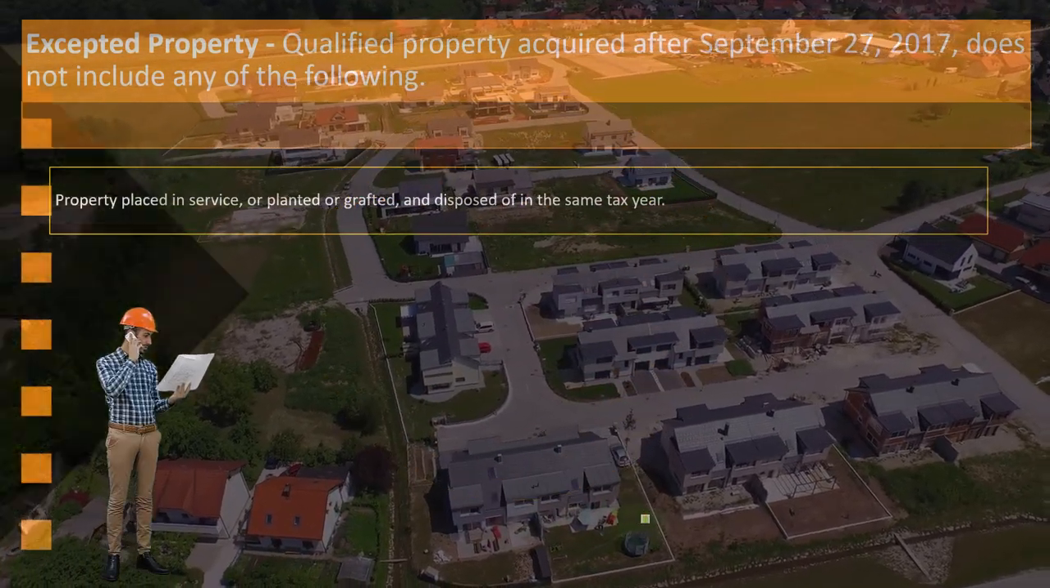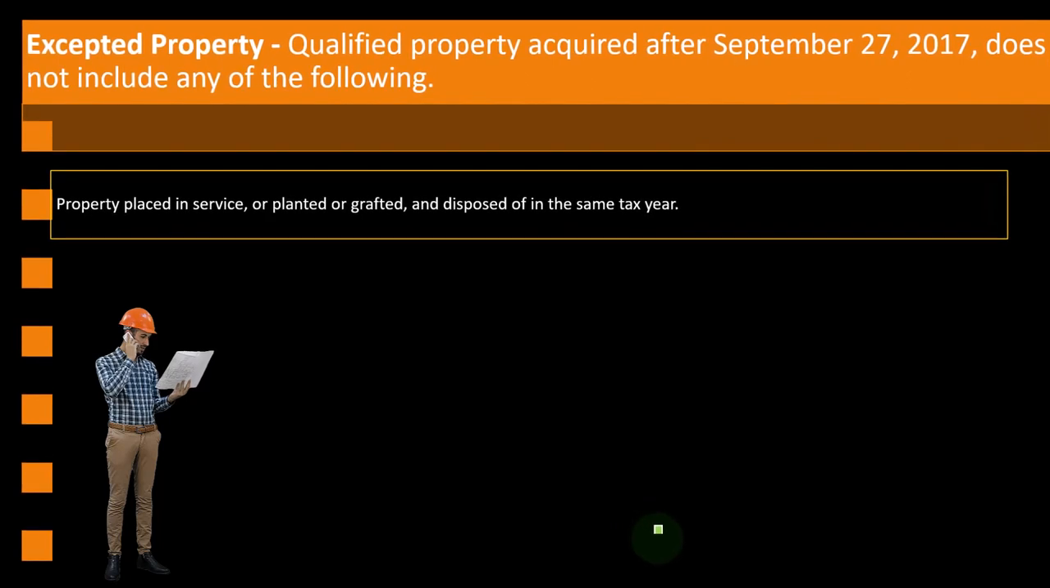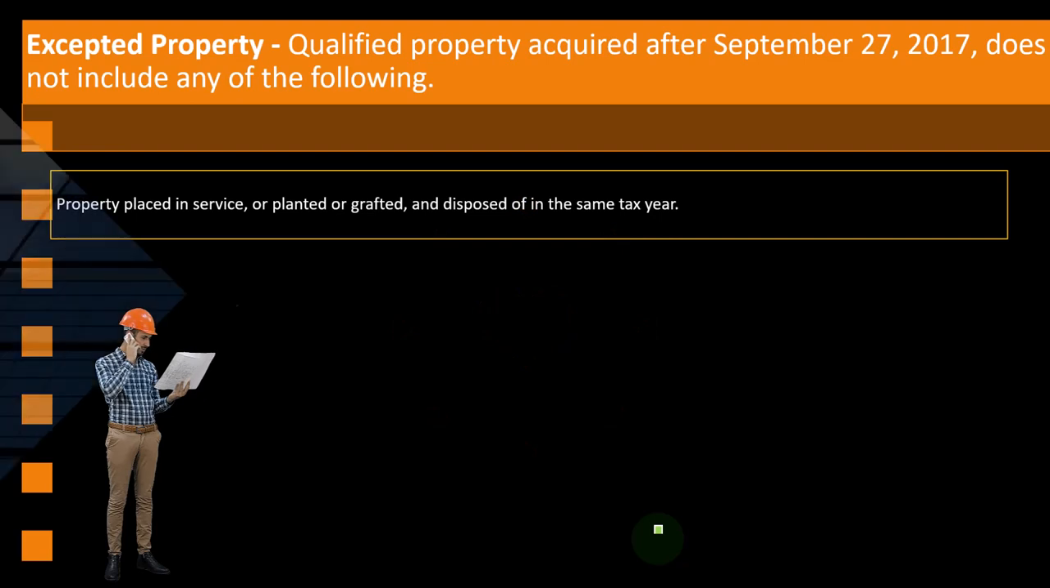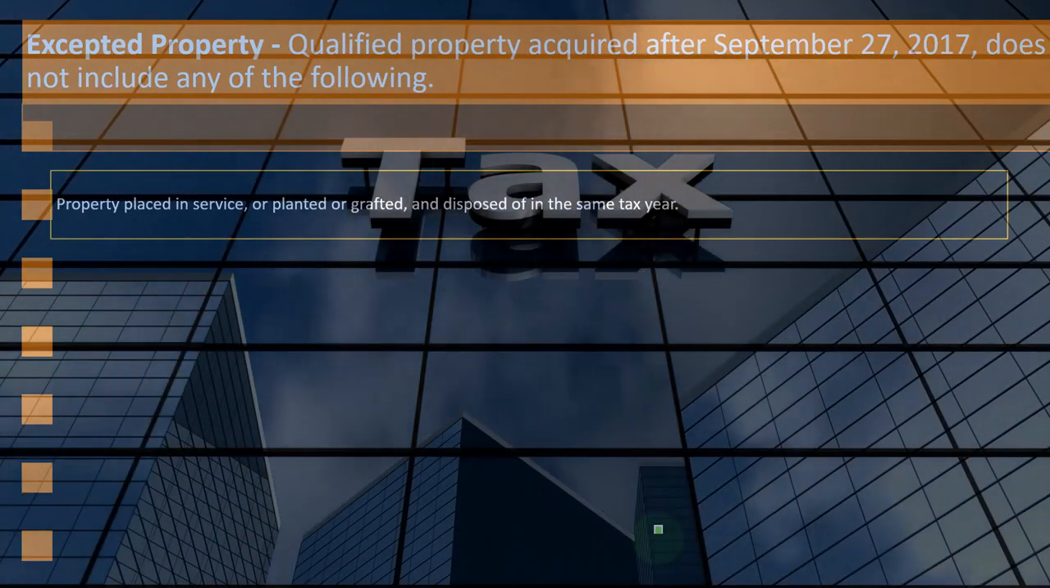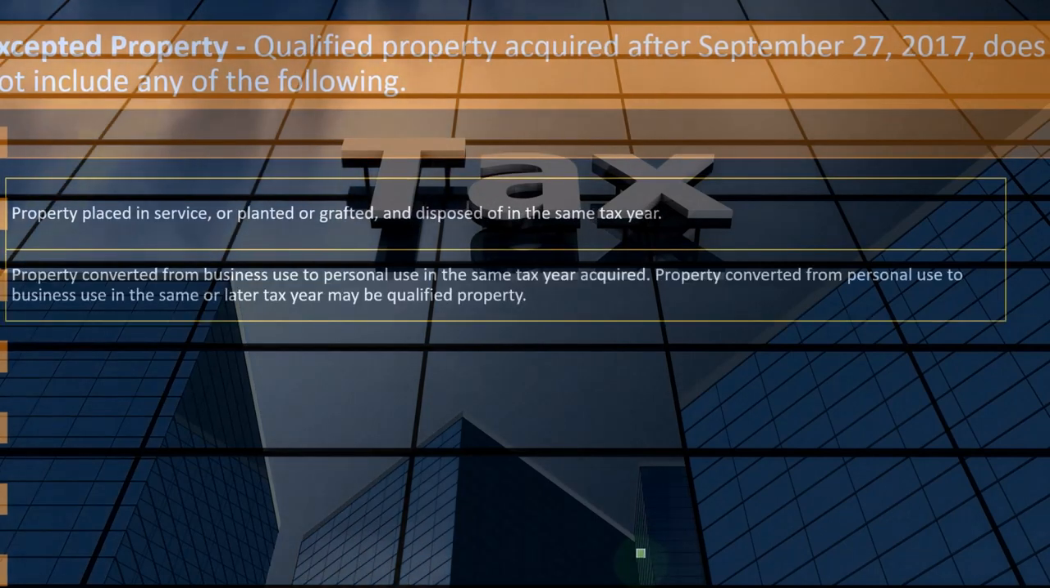Excepted property. Qualified property acquired after September 27, 2017 does not include any of the following. So these are going to be the specific exceptions to the rule. Property placed in service or planted or grafted and disposed of in the same tax year. So if you did it in the same tax year, you would think it wouldn't be a long-term property. It wouldn't normally be a depreciable type of item. So that would be exempted.